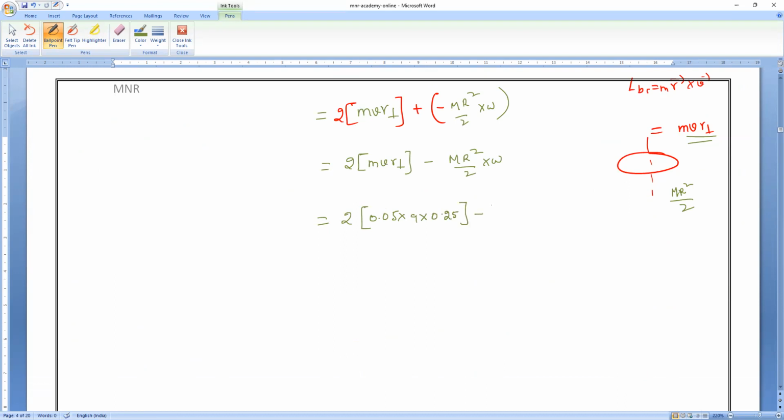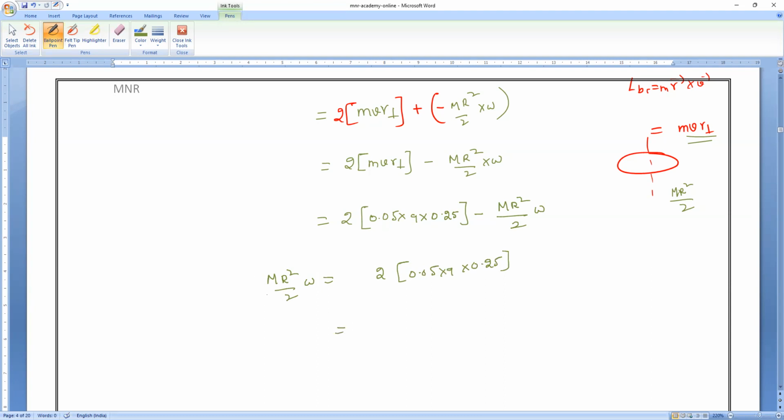0.25. Okay. Minus mr square divided by 2 into omega. So it will come this side. So mr square by 2 into omega is equal to 2 into 0.05 into 9 into 0.25. So whatever way you want, you can multiply and do it.